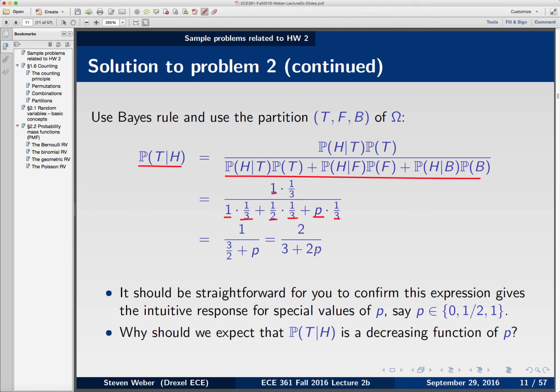Another question you might ask is, it seems from our expression that the probability of the two-headed coin being selected, given that we got a head, is decreasing as a function of p. Does that make sense? Make sure you can answer that question.